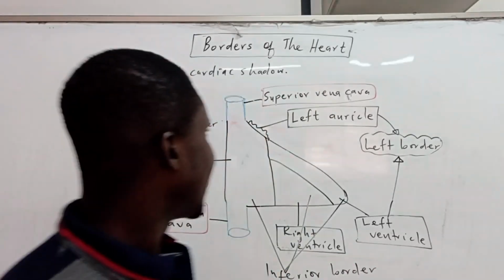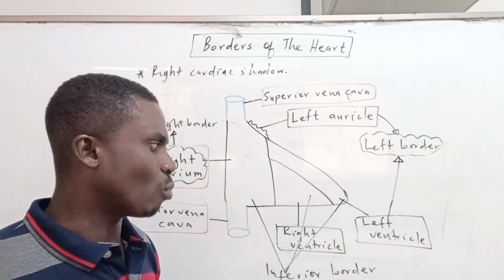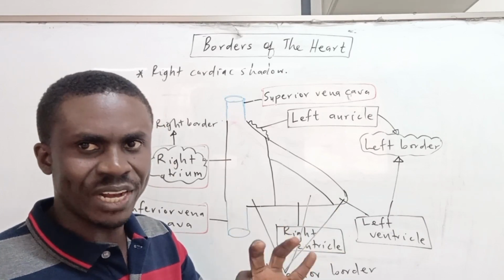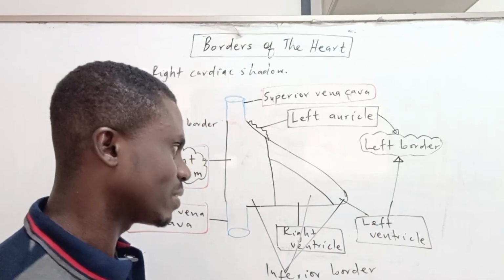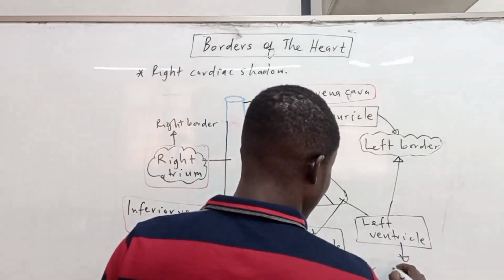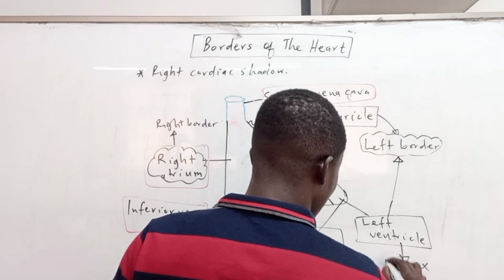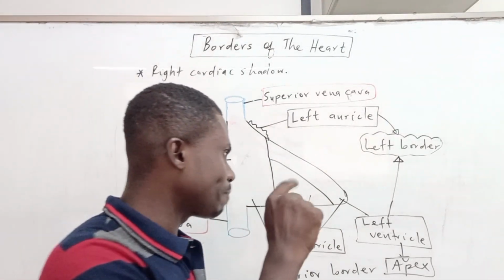Okay, good. Now that I've seen the left border, how about the apex? Already I've told you the apex. This portion over here is the apex, and the left ventricle also forms the apex. It is formed only and only by the left ventricle.